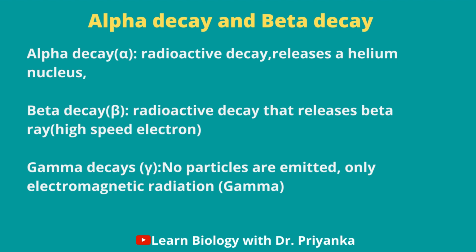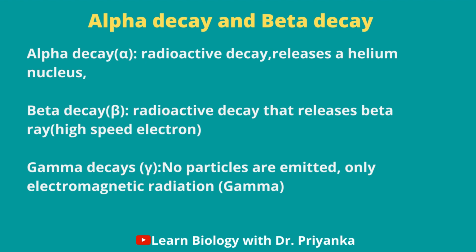Alpha decays are the radioactive decays that release a helium nucleus. A helium nucleus has charge +2 and it has big mass. Another decay is beta decay, in which they release 1 electron, and then gamma decay. In the case of gamma decay, no particles are emitted but electromagnetic radiations are emitted. These radiations are considered in the gamma region of the electromagnetic radiations.